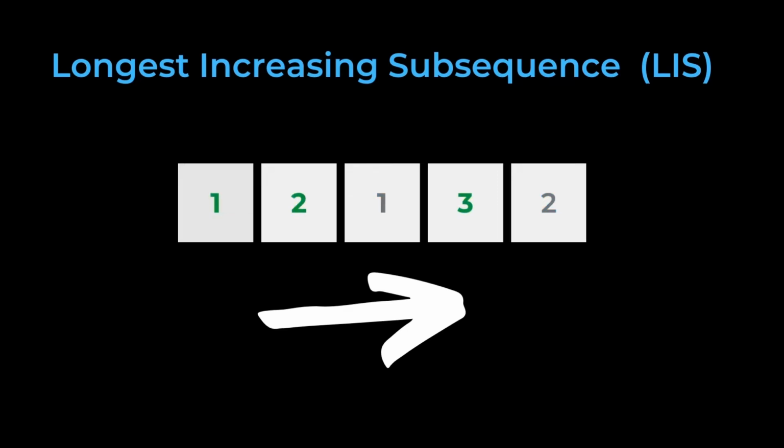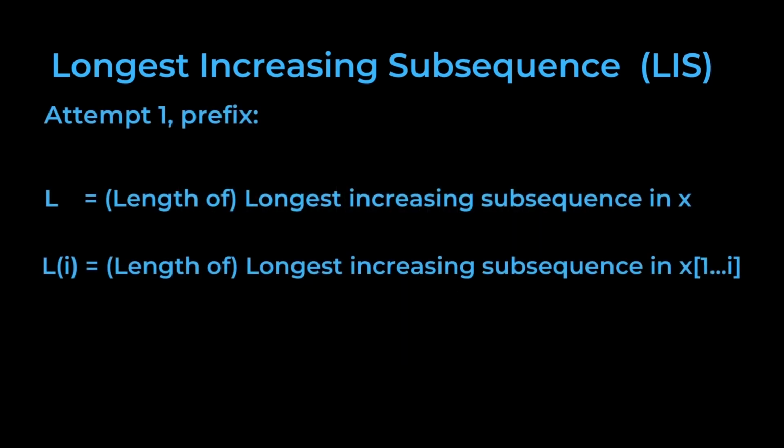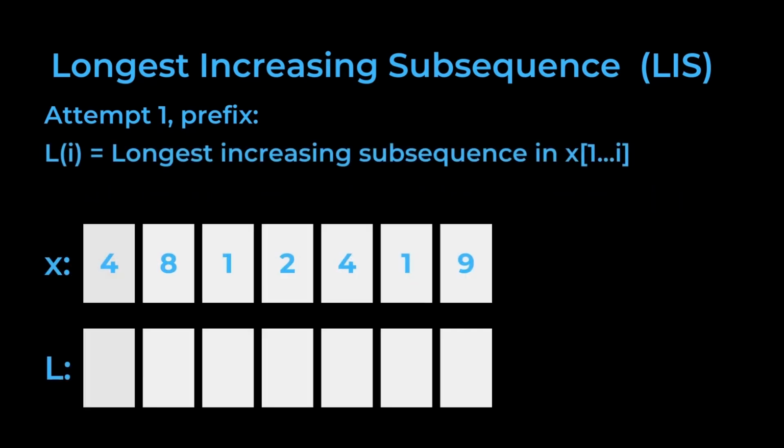When we first try to formulate a subproblem for a dynamic programming problem, we're going to try taking a direct prefix of the problem, as that is generally going to be the simplest approach. For example, if we have L is equal to the longest increasing subsequence in X, the subproblem might be L of I is the longest increasing subsequence in X 1 to I, which means we're only going to be considering the first I elements in X. So let's try to work through an example with this attempt at the subproblem definition.